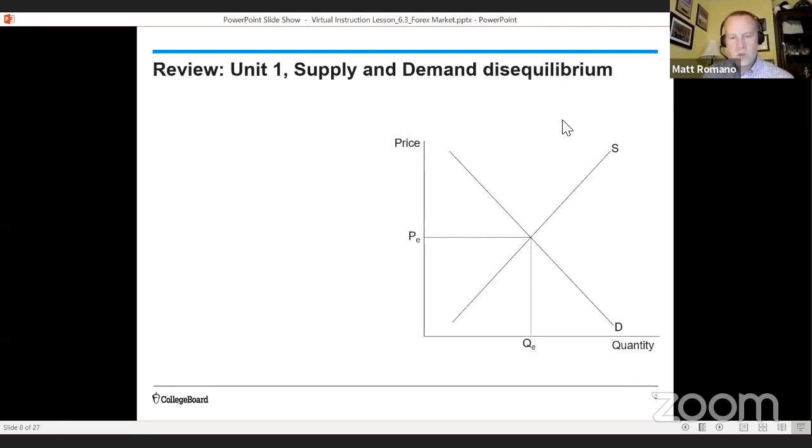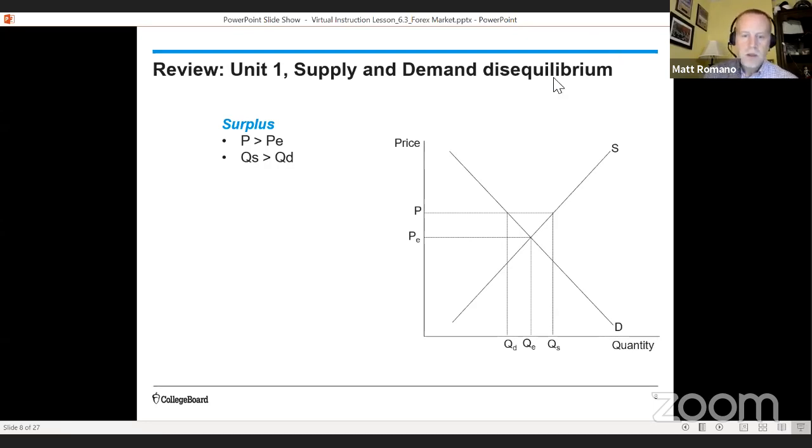What if we're not at equilibrium? Here we show a market at equilibrium, but we do know that in some cases, surpluses and shortages are going to occur. A surplus is going to occur if price is set greater than equilibrium. And as a result of that price being set greater than equilibrium, we wind up with a quantity supplied that is greater than quantity demanded. Now, why does that happen?